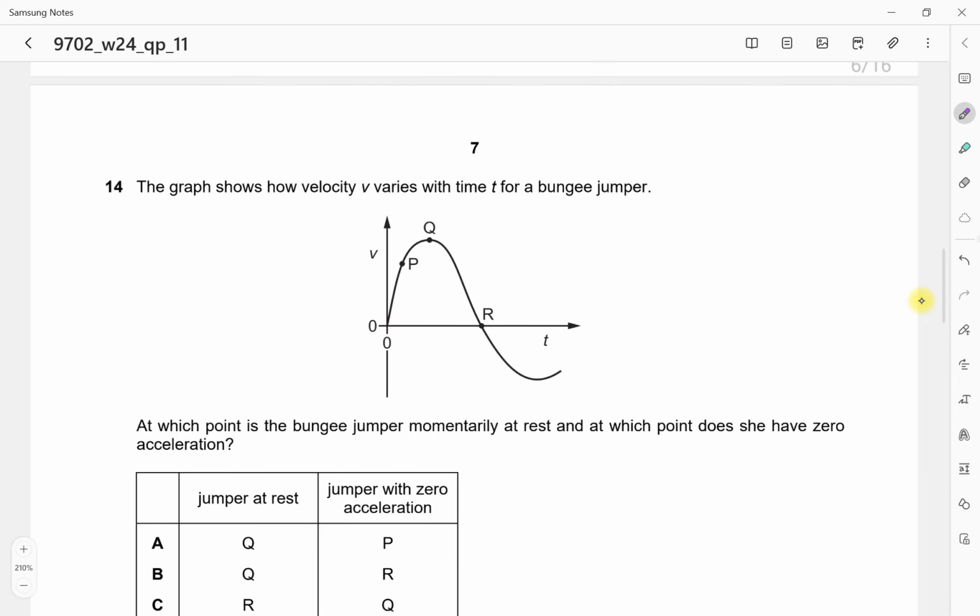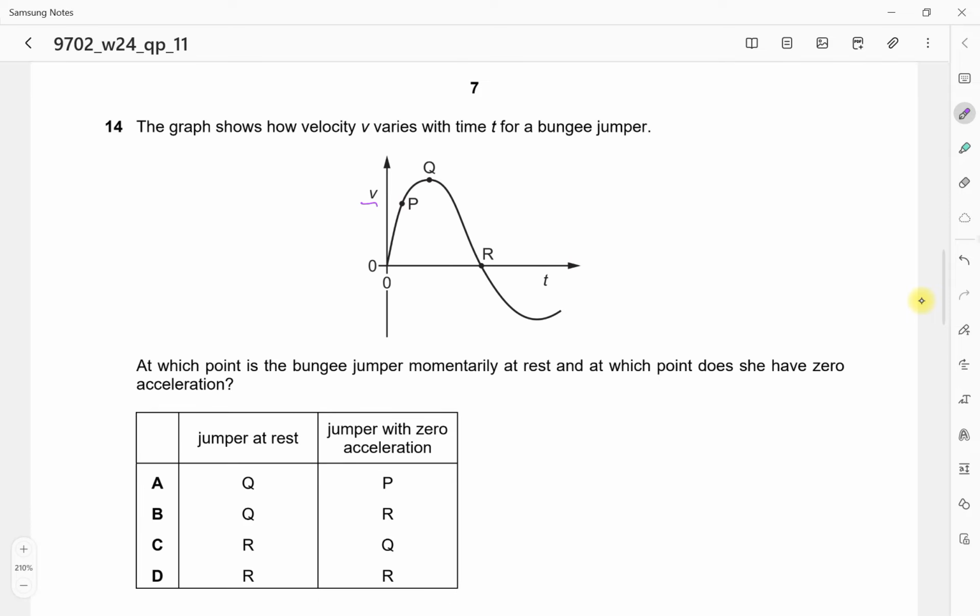The graph shows how velocity v varies with time t for a bungee jumper. So this is velocity against time. At which point is the bungee jumper momentarily at rest? And at which point does she have zero acceleration? So momentarily at rest means v goes to 0. So v is 0 only at r.